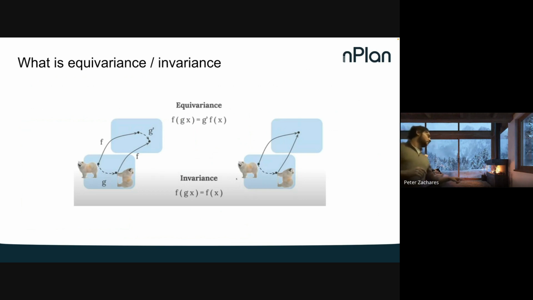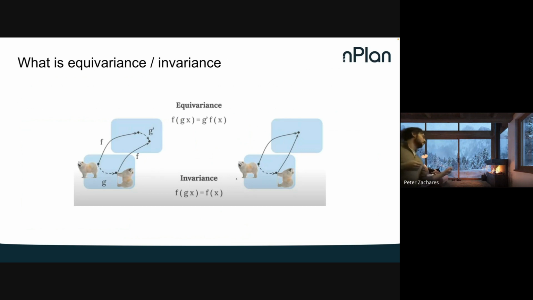So G is some kind of transformation. For an image, it might be like rotating the picture of the dog. What this equation is saying is that if you perform the transformation on the image, you should still get the same output for your function. So you want a classifier, for example, that's invariant to rotating the picture, because there's still a dog in the picture even if you rotate it. That's what invariant means. It means that the output will always be the same despite the transformation that you might apply.